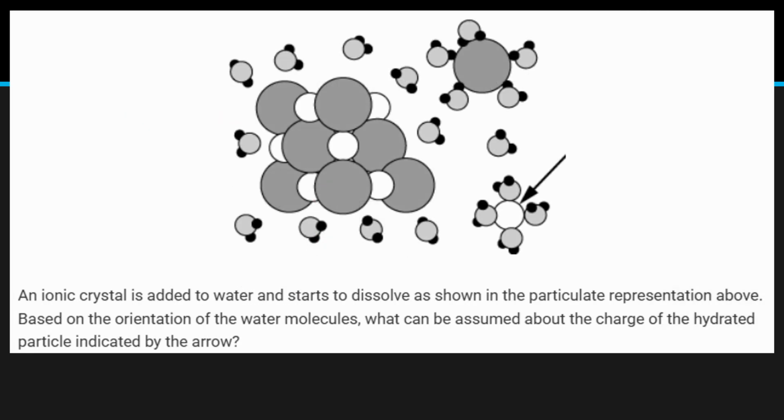An ionic crystal is added to water and starts to dissolve as shown in the particulate representation above. Based on the orientation of the water molecules, what can be assumed about the charge of the hydrated particle indicated by the arrow? So we can see the oxygen part of the water molecules are attracted to the ion, which is telling us, since the negative end of the dipole is attracted to it, we know that this ion is positive.